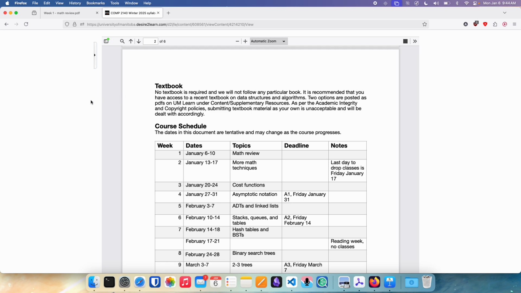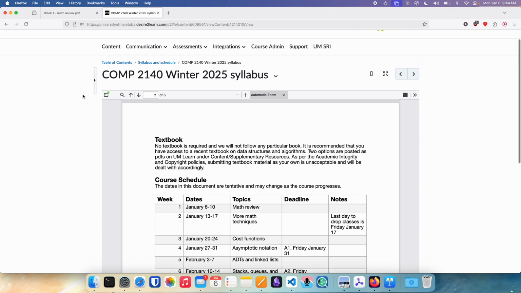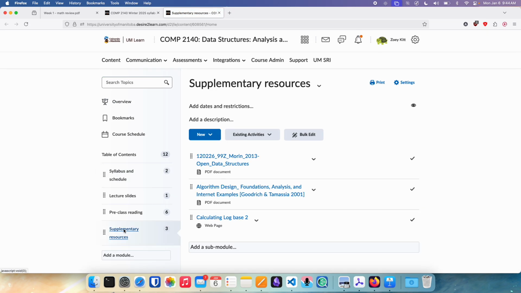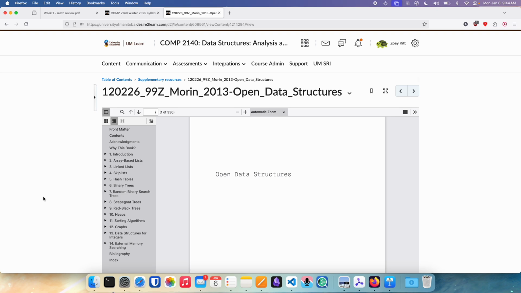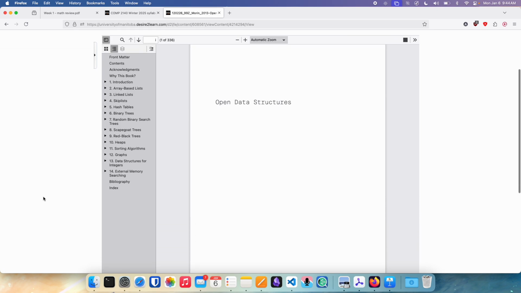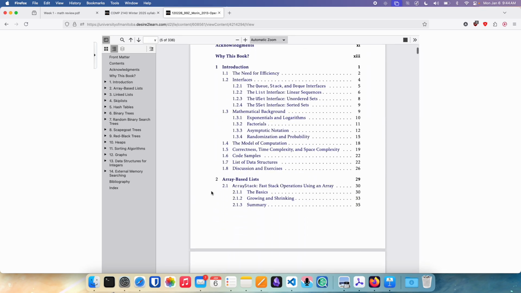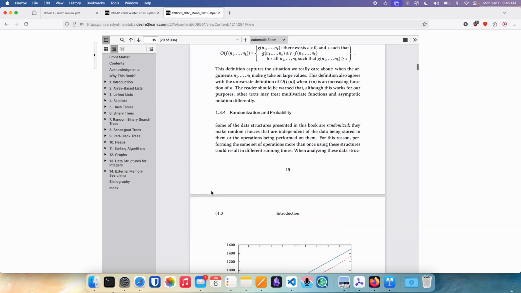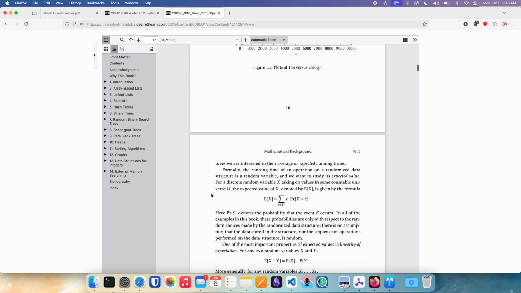So there are a few optional textbooks, also in Content, under supplementary resources. Full disclaimer, I haven't read these. These were passed on to me from an instructor who taught the course in the past. No idea if these are any good, but it's super long and it has a bunch of diagrams, so it must be good.